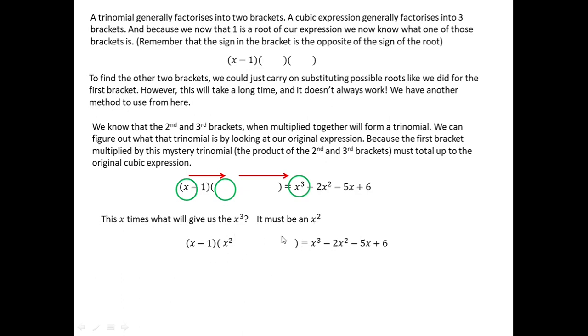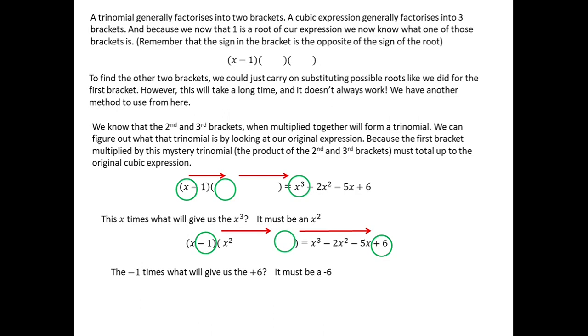Then we can look at this last number, because we know that this -1 there multiplied by that number there must give us +6. So that number there multiplied by this number here, if I was to do FOIL and multiply all of this out, that times that would have to give me +6. So what number must that be? It must be -6. So we know that much. So we're 2/3 of the way there. So we've got this far.